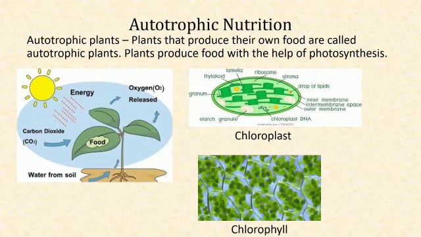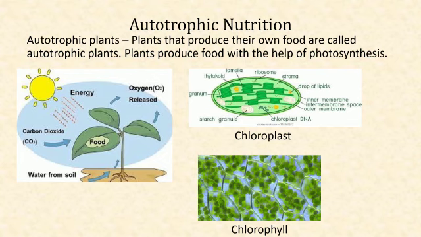Autotrophic nutrition. Some organisms can produce their own food and thus nourish themselves. This is called autotrophic nutrition. Plants also need food for their growth. They can produce their own food with the help of sunlight and chlorophyll. Chlorophyll is a green pigment or substance found in plants, algae, etc. Plants produce their food with the help of photosynthesis. Let's study the process of photosynthesis.